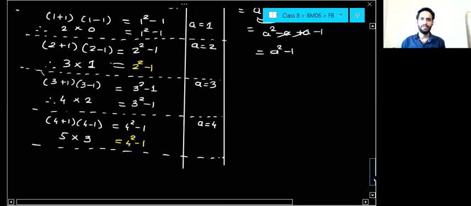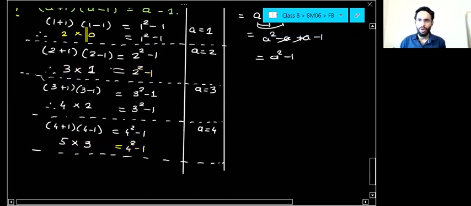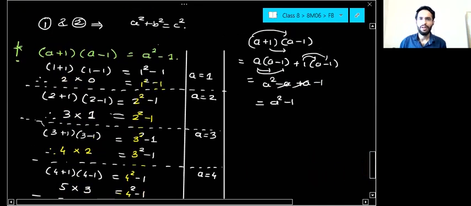Are you getting this, students? So the product of two consecutive even or odd numbers will give you 1 less than a perfect square. So a minus 1 and a plus 1 are what here? A plus 1 and a minus 1 are two consecutive even numbers or two consecutive odd numbers. If you multiply them, it will give you a square minus 1, that is 1 less than a perfect square or 1 less than a square.